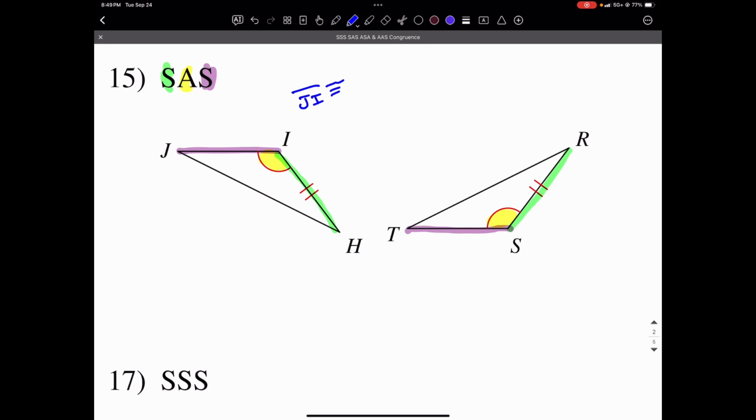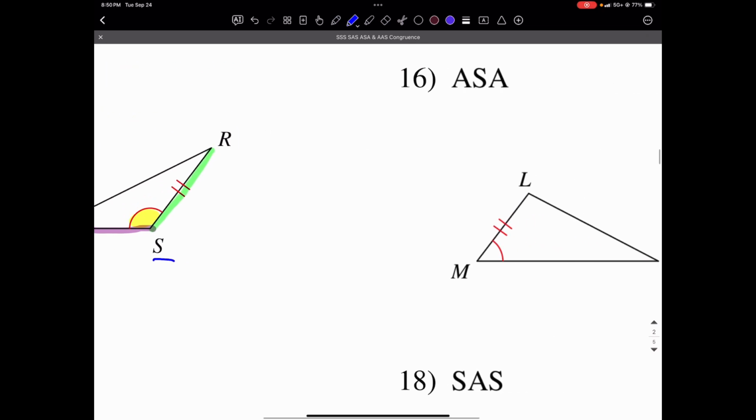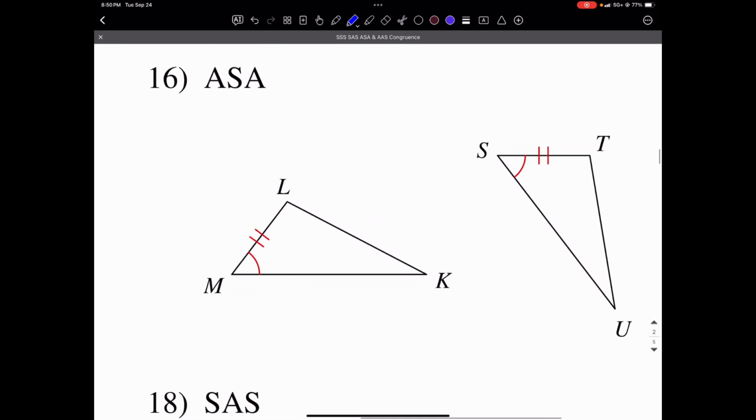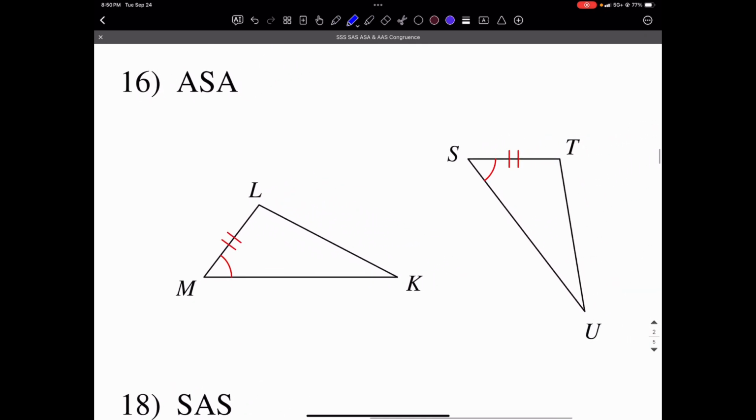And then notice I'm going from J to I. So this time I would go from T to S. TS. Or I could write it as line segment IJ is congruent to line segment ST. Either way would be okay. Number 16. Angle, side, angle.